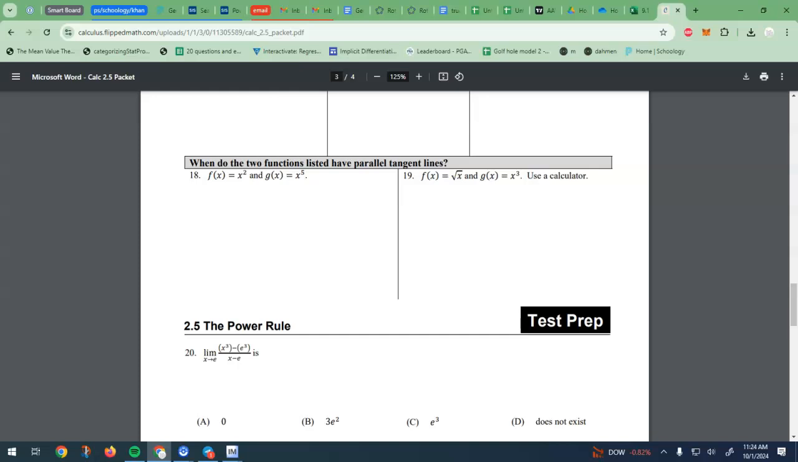Because when you have power to a power, what do you do with those? You multiply, so what's going to happen? They're just going to cancel out, right? So 1/6 to the 2/5 would be your answer.